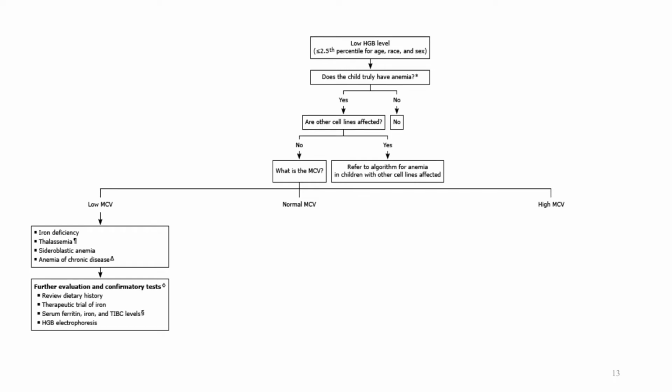If the patient has low MCV, there are likely chances that the patient has iron deficiency anemia, thalassemia, sideroblastic anemia, or anemia of chronic diseases. Means low HB, low MCV, we should suspect iron deficiency anemia, thalassemia, sideroblastic anemia, or anemia of chronic diseases, and further evaluation and confirmatory tests are needed to rule out all these four categories.